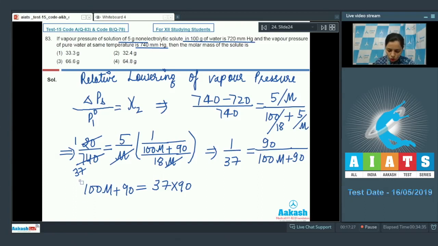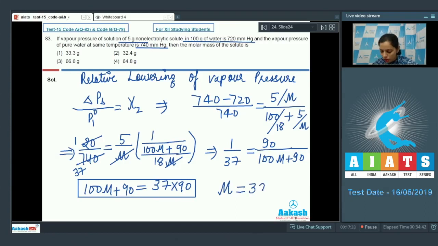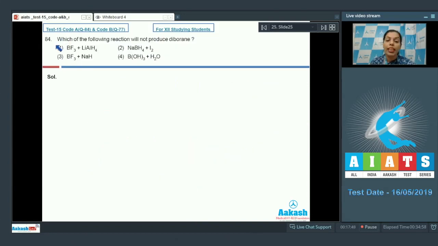Now it's your turn. Just solve for the value of M and you'll find that the M value is equal to 32.4 gram. This would be your final answer. Where is this answer given? It's correctly given here in option 2. So the correct answer for this question becomes option 2. After this, question number 84.